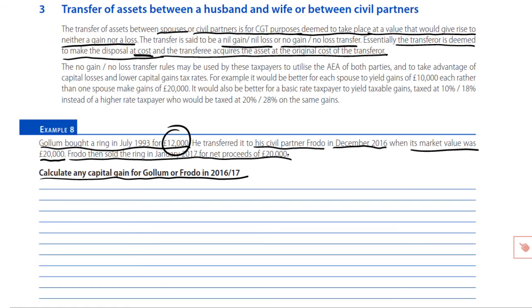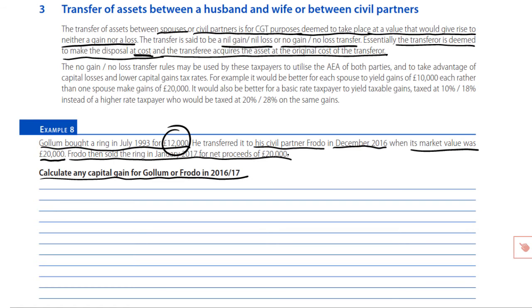So understand who is making the gain. Gollum makes neither a gain nor a loss, and the asset goes at cost of £12,000. It is Frodo acquiring at 12 and then selling at 20 who makes the gain in the year, that gain being £8,000 there. Okay, now as we've said, that is a rule. So there's no issue here about you choosing what basis to use to compute the value of the transfer. It goes at cost, it is no gain, no loss.